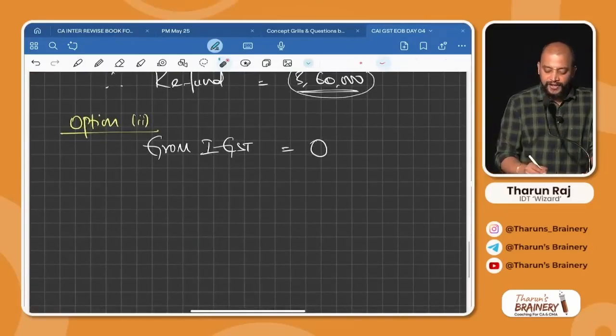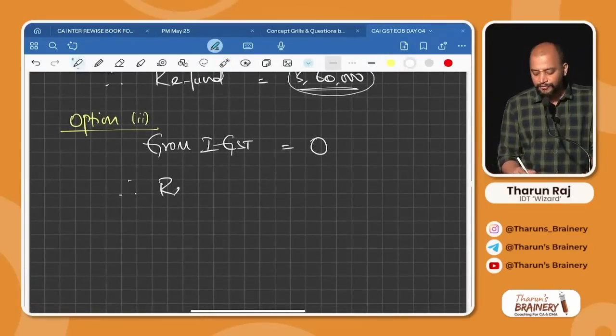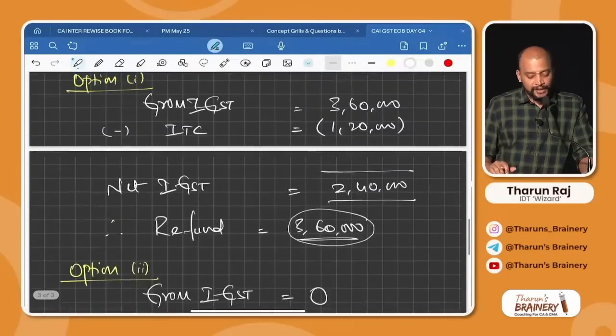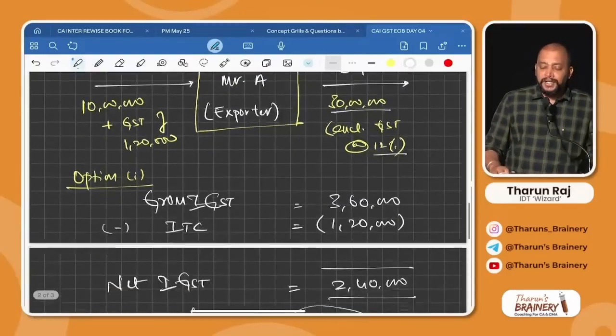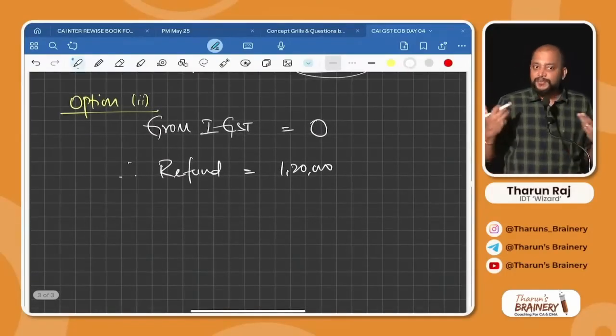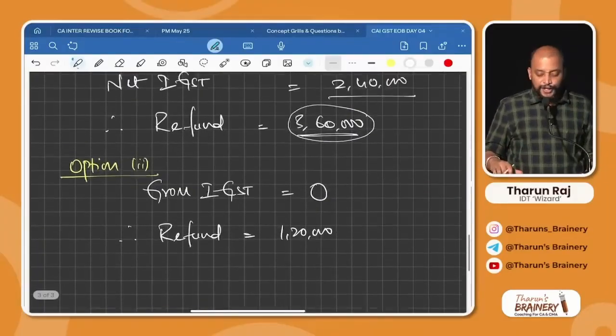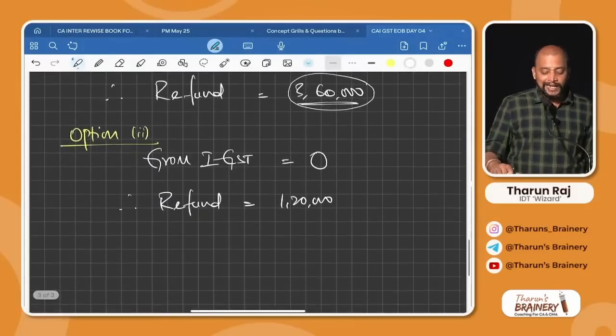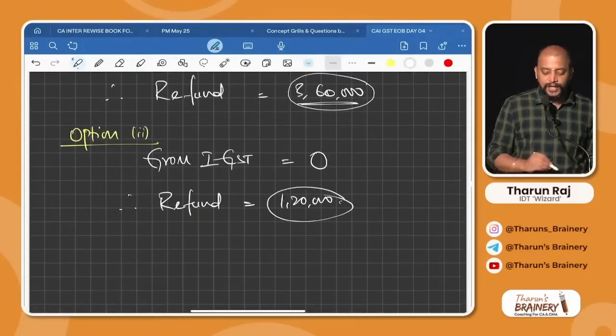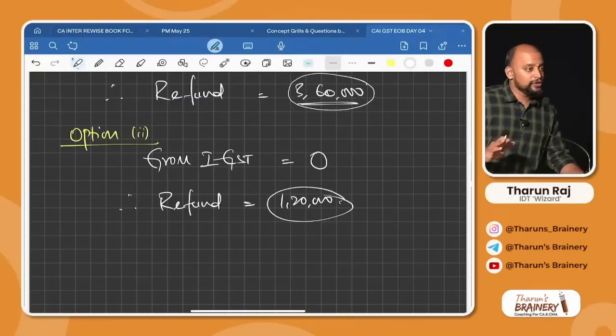So how much is the refund in this case? Therefore refund equals 1,20,000. Now what happened to the burden? At the time of purchase, they paid 1,20,000. The entire 1,20,000 they got as a refund, which means there is no burden at all. Again, it is zero rated. So these two options are available. Why two options, sir? One disadvantage in option 2 is that credit refund is not available on capital goods, but otherwise both options are the same.